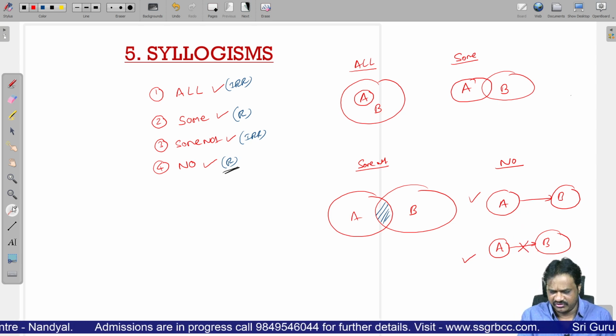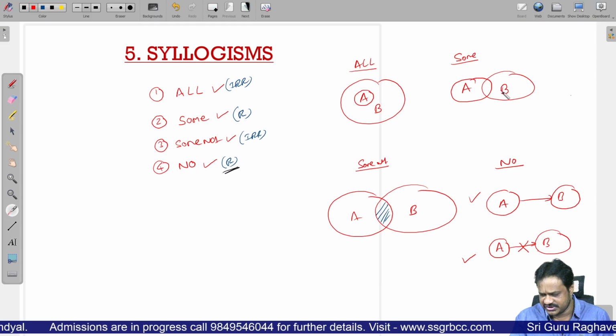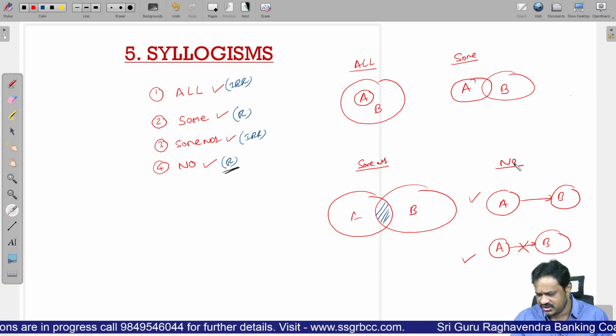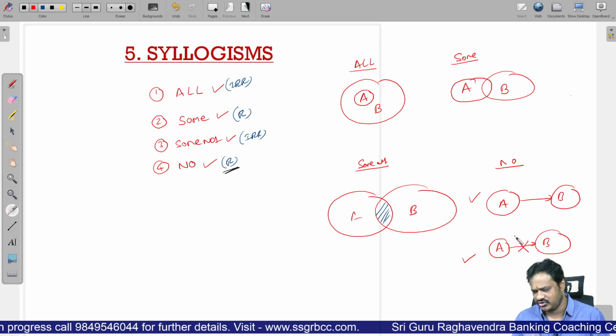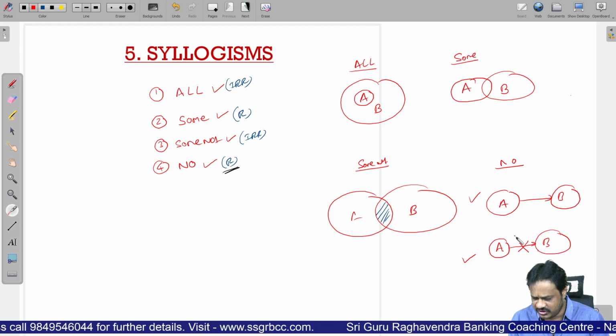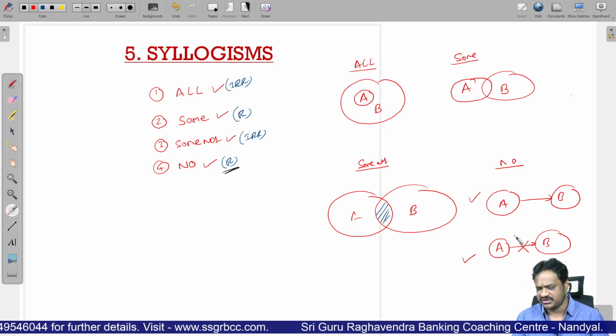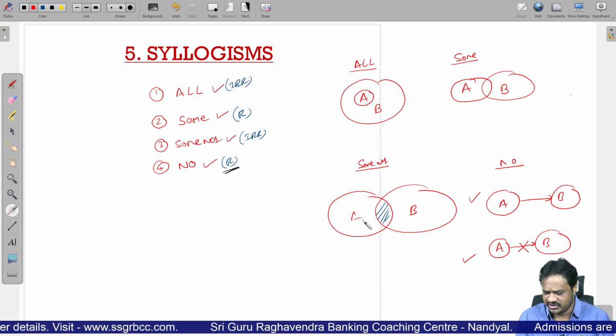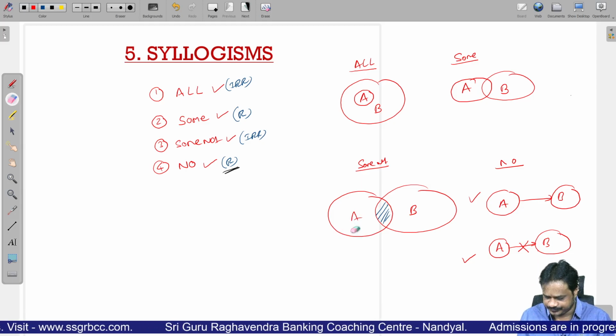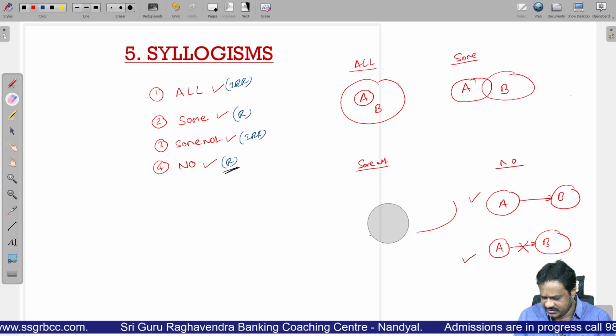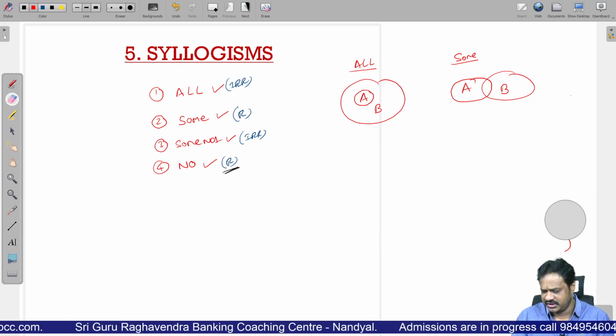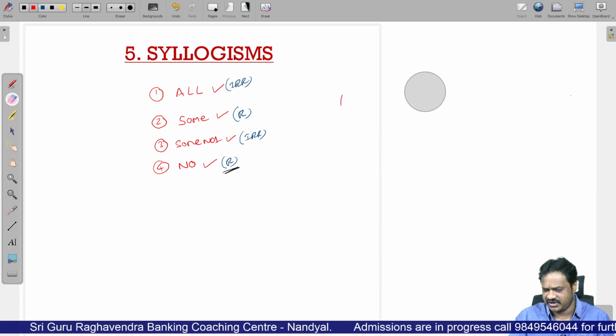So this is how you represent all. This is how you represent some. This is how you represent some not. This is how you represent no. So these are the four basic statements in our syllogisms. All syllogisms questions will be based on these four statements. Now, how to answer the syllogisms if there are multiple statements?